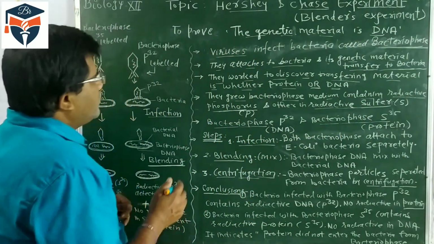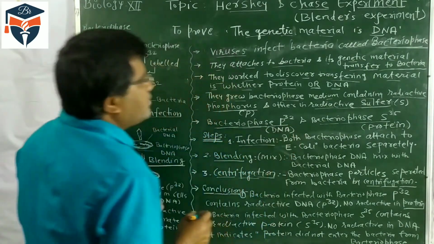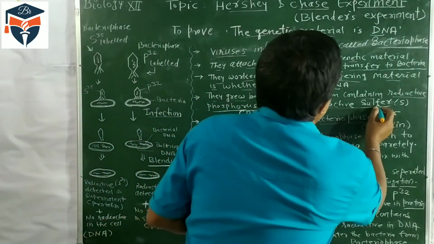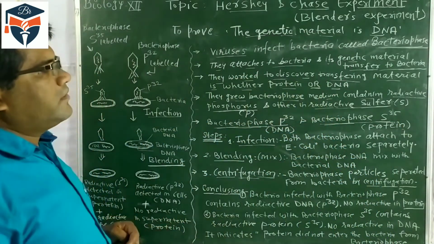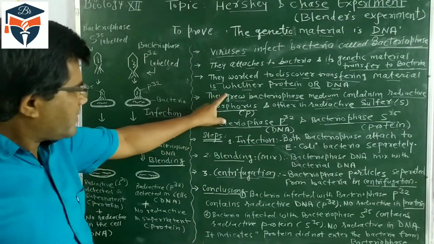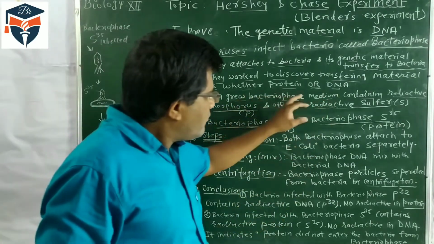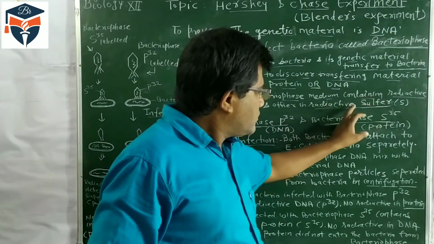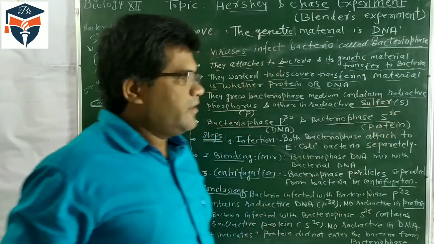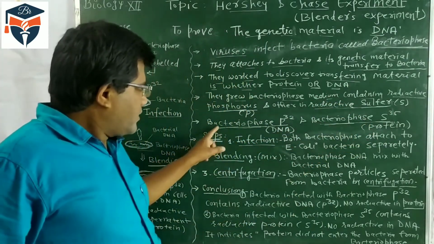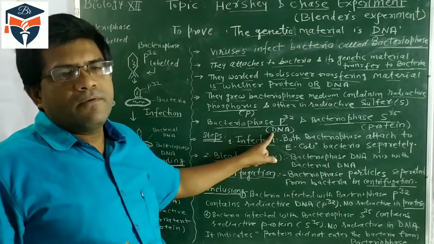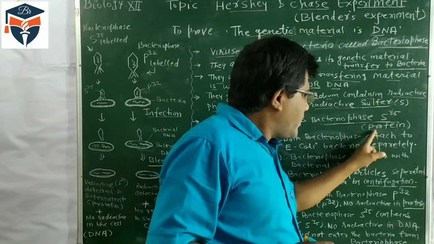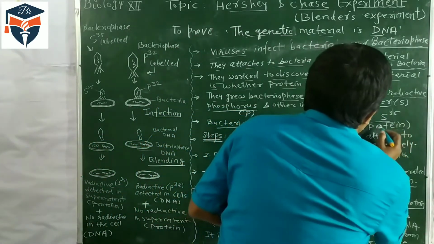When they grew these bacteriophages, what was observed? The bacteriophage was labelled with P32, so this radioactive substance came into the bacteriophage. In the other medium there was radioactive sulfur, so the bacteriophage contained the radioactive sulfur. When bacteriophage is grown in phosphorus, the phosphorus comes into the bacteriophage. Phosphorus is an important component of DNA. S35 sulfur is a component of protein, so the sulfur comes into the protein.